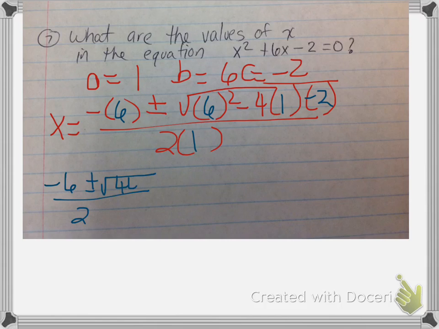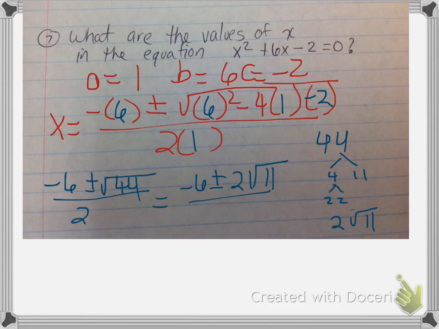So that is the 44. Can you take the square root of 44? No, we cannot. But remember, 44 is the same thing as 4 times 11, and that breaks into 2 times 2, so you have a pair of 2's. So it becomes 2 square root of 11. Very good. Plus or minus 2 square root of 11 over 2.